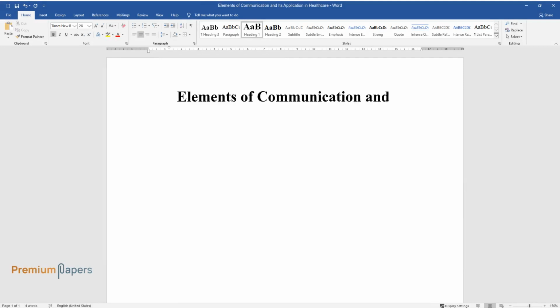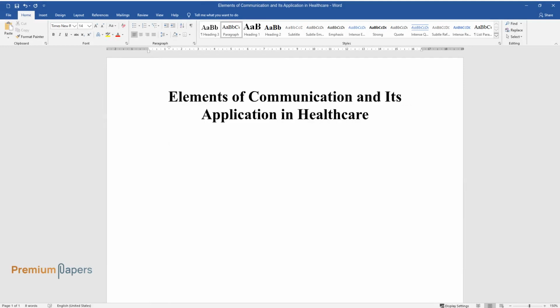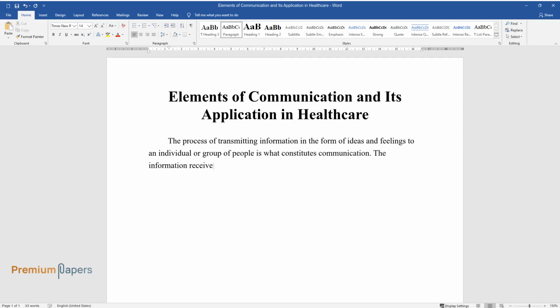Elements of communication and its application in healthcare. The process of transmitting information in the form of ideas and feelings to an individual or group of people is what constitutes communication. The information received should be similar to the information transmitted for a communication process to be effective.